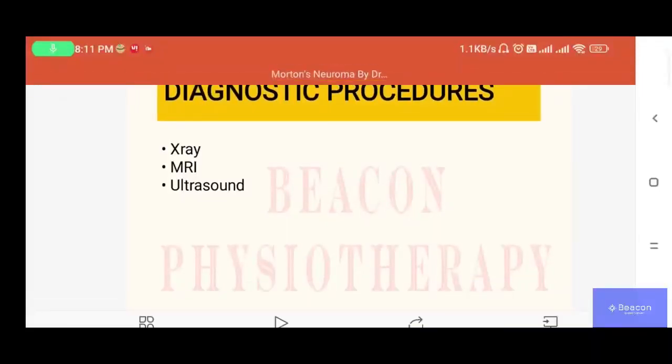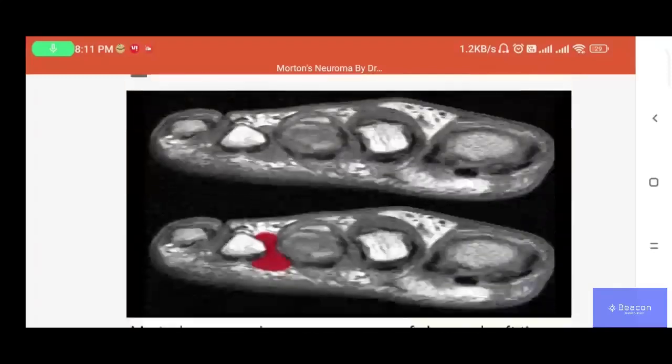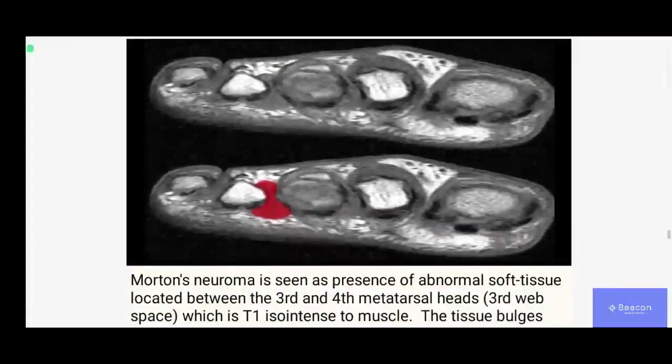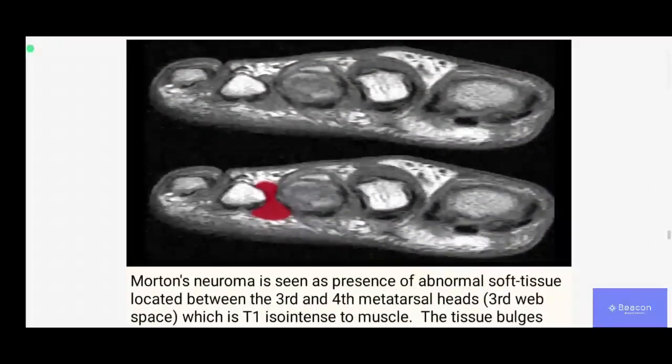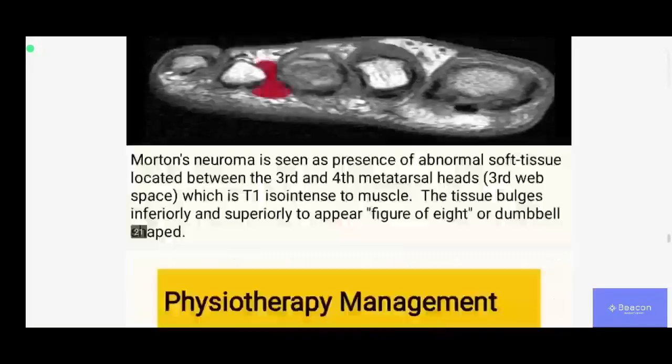Diagnostic procedures include X-ray, MRI, and ultrasound. In this image, you can see that the Morton's neuroma is seen between the third and the fourth toe. The Morton's neuroma bulges superiorly as well as inferiorly, and it gives the appearance of a figure of 8 or dumbbell shape.